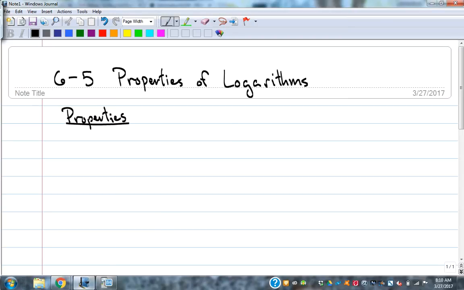Do some logarithms. Properties of logarithms. So we're going to take some logarithms, and we talked about those back before spring break, as a function. We're going to work with them more as expressions and rewriting them using some properties that they have, and then simplifying or expanding or condensing. So there's several different things.